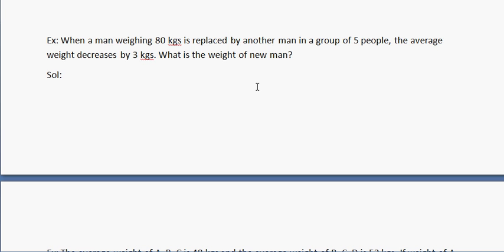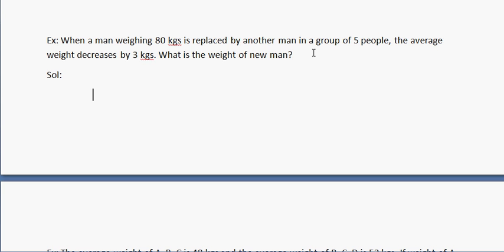So let's try and do it. It says that a man weighing 80 kgs is replaced by another man in a group of 5 and the average decreases by 3 kgs. What is the weight of the new man? So the average is decreasing, which means the new man who is coming should definitely be less than 80. So just check out all those options which are greater than 80 kgs to begin with. Now let's see how to solve it.